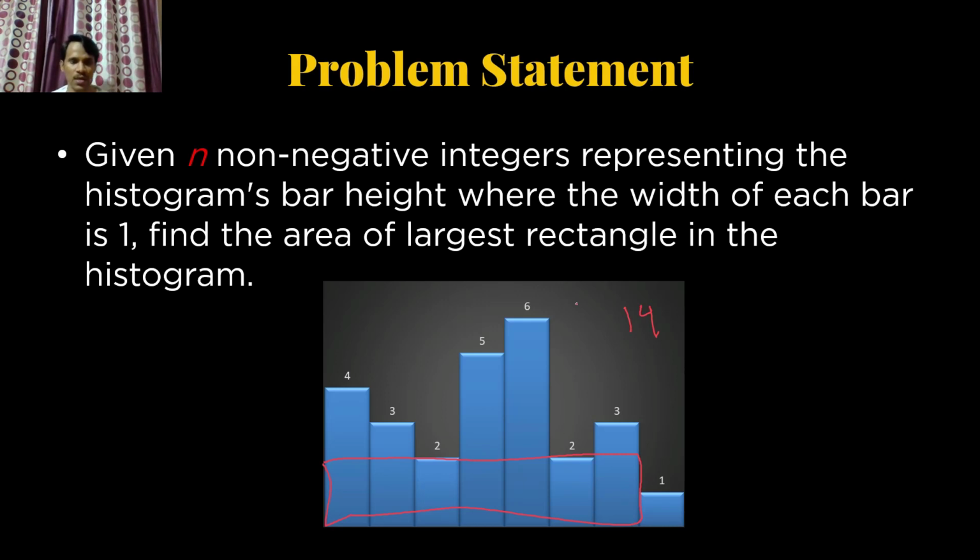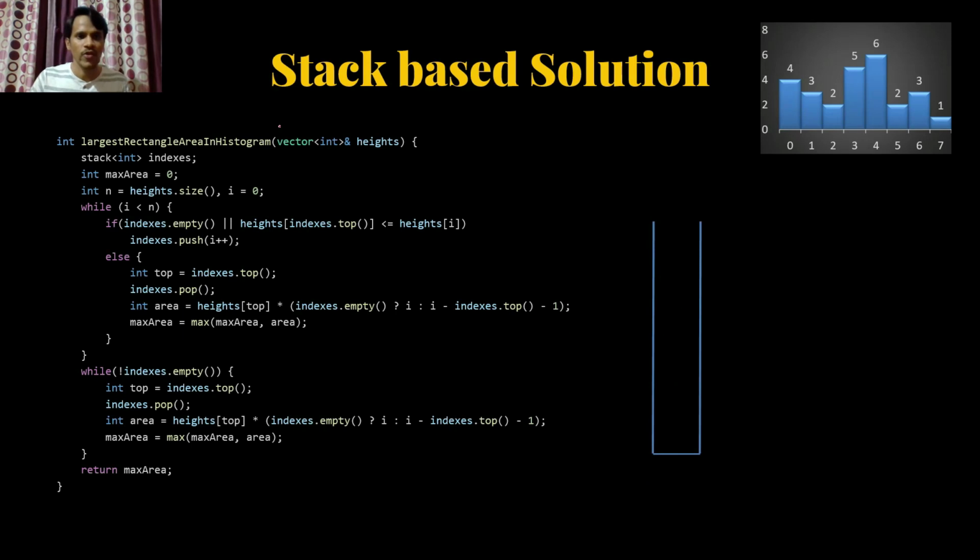So let's see how we solve this problem. We'll be discussing a stack-based algorithm for solving this problem. This function accepts a vector of heights, which is the heights of the bars of the histogram, and it will return the maximum area that is possible in this histogram.